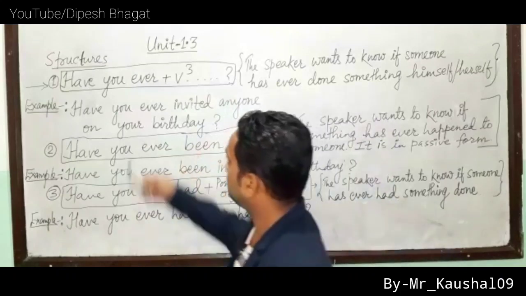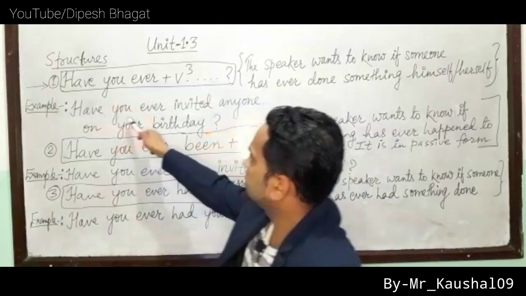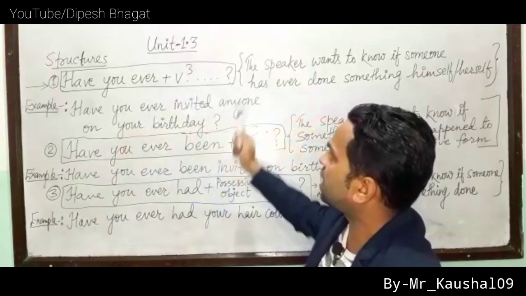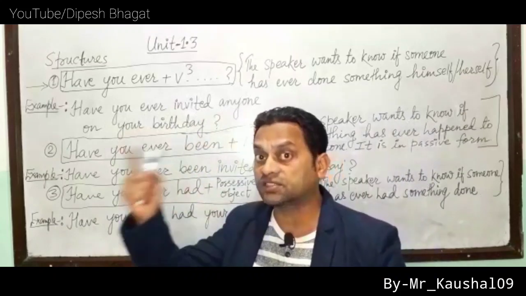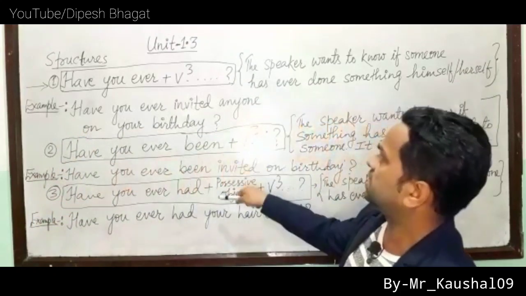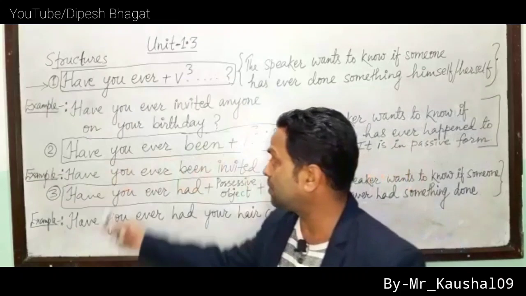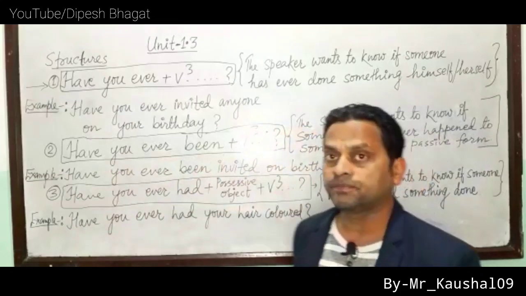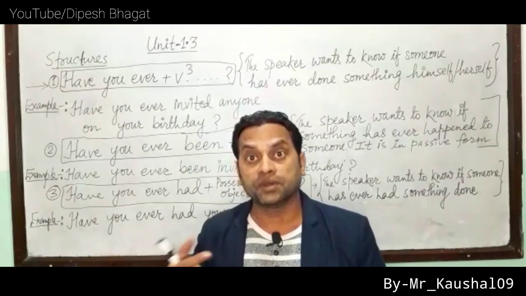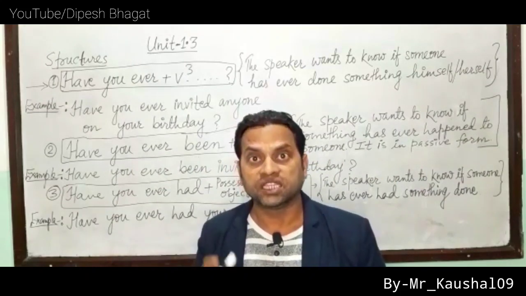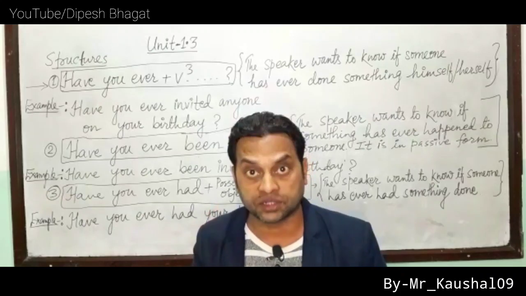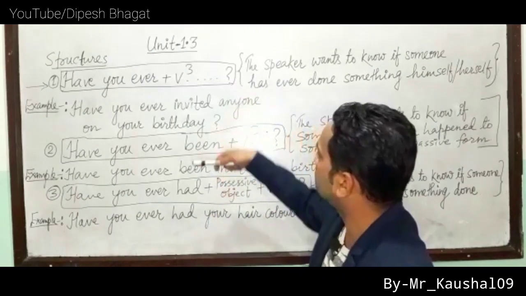Now, let's see here. The example clearly mentions: have you ever invited anyone on your birthday? तिमीले कसैलाई कहिले इन्भाइट गरेको छौ कि छैनौ. Have you ever been invited? Have you ever been invited on birthday? तिमीलाई कसैले इन्भाइट गरेको छ कि छैन means have you ever been invited on birthday means तिमी कहिले बर्थडे मा बोलाइएको छौ कि छैनौ. Means आमन्त्रित गरिएको छौ कि छैनौ. That's the question. So here we have three.